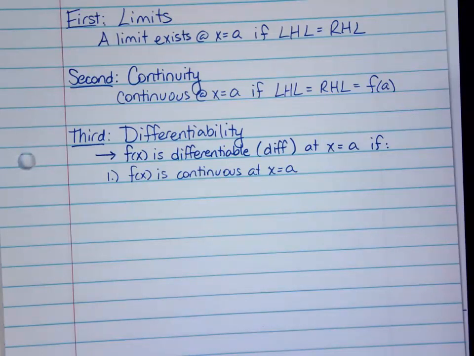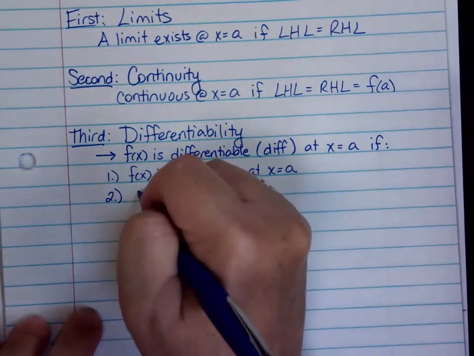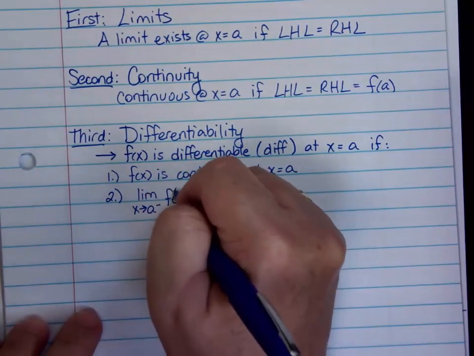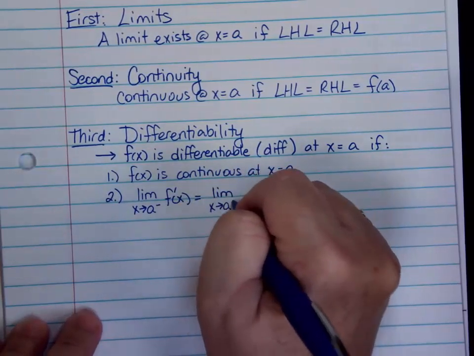Now think about it. You were just telling me that a function that has a limit but is not continuous is like a hole. Can you have a derivative at a hole? Can you have a slope at a hole? No. So it has to be continuous in order to be differentiable, just like it has to have a limit in order to be continuous. That's the first thing that has to be true. The second thing is that the limit as x approaches a from the left of the derivative has to equal the limit as x approaches a from the right of the derivative.